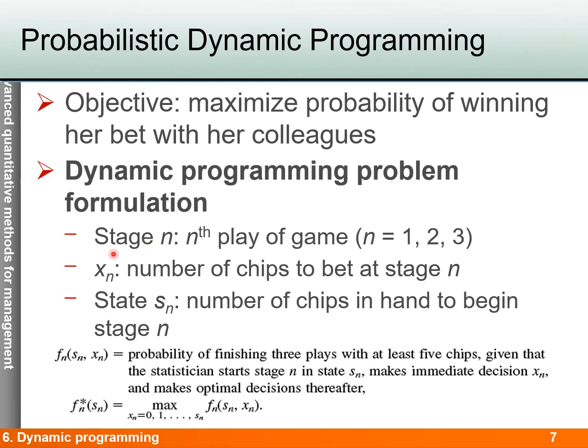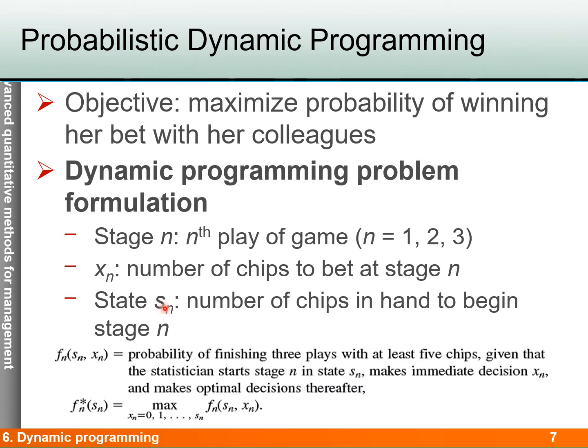To this end, stage n is the nth play of the game. We know she has 3 rounds to play: round 1, 2, and 3. Xn is the number of chips to bet at stage n, which, as we know, is the decision variable. She decides how many chips to bet to play. Again, based on the example, what she bets, she wins, and what she bets, she loses. If she loses, she loses the same amount. If she wins, it is the same amount.